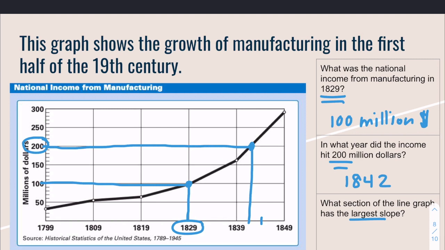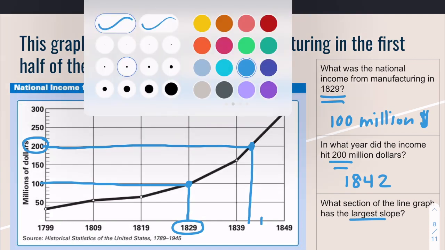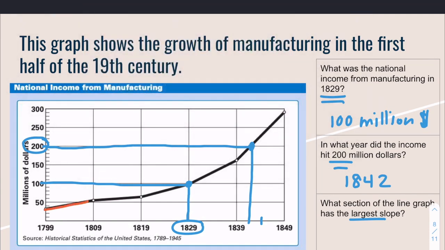Okay, so if I have a slope like this and a slope like this, the one that is steeper is going to be a larger number or a larger fraction for slope. So what I want to do is look at each section of the graph, look at their slopes, and say to myself, which of these slopes is the steepest? It says which section of the line graph has the largest slope, so you can give me a range of the years for the slope that is the steepest. So go ahead, think in your head which section has the steepest slope, which section has the largest slope.